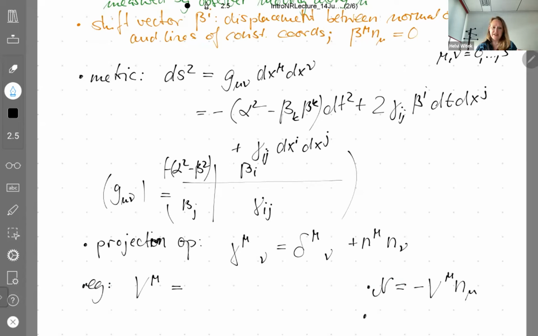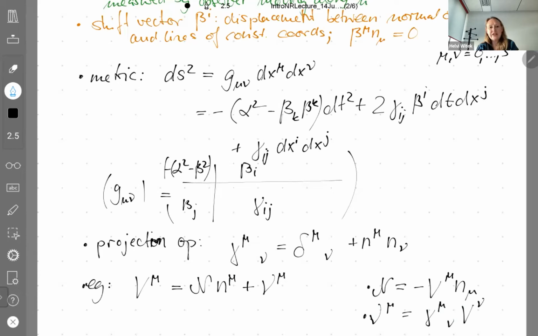And I can define the spatial components, so the ones that are projected out with this new projection operator that we just introduced. Let me call this curly v mu, and that would just be the projection, gamma mu nu, again acting on our full four-dimensional vector v, so that I can write this vector in the end as this curly n, my normal component, times the normal vector plus the spatial components curly v nu.